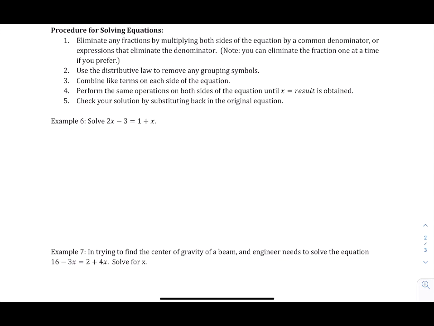And then you can check your solution by substituting it back into the original equation to make sure that your equation is satisfied by your solution.